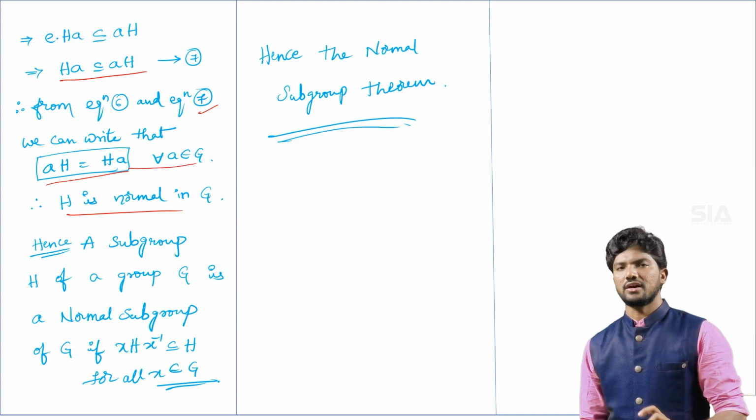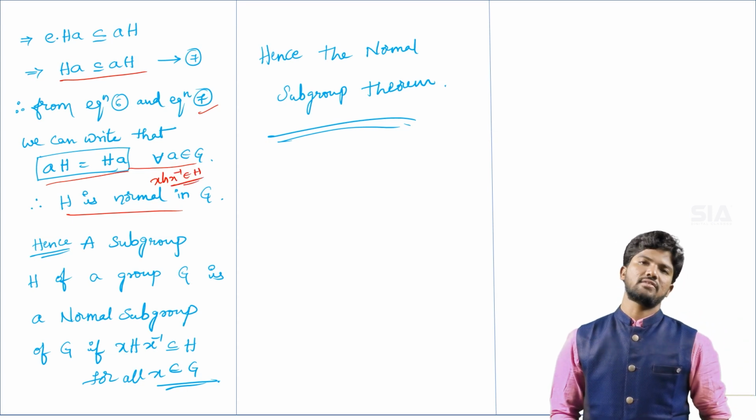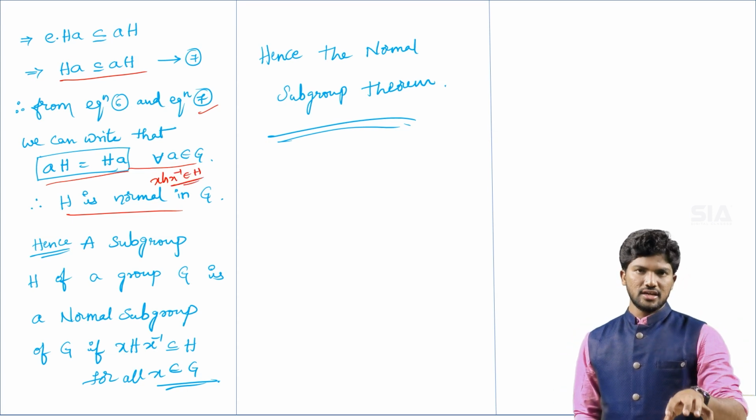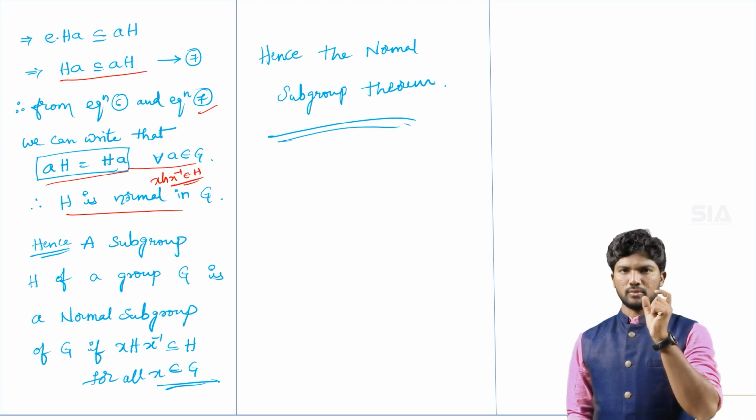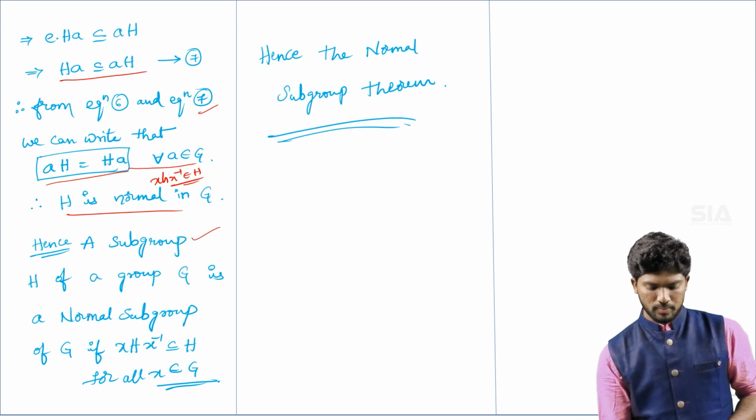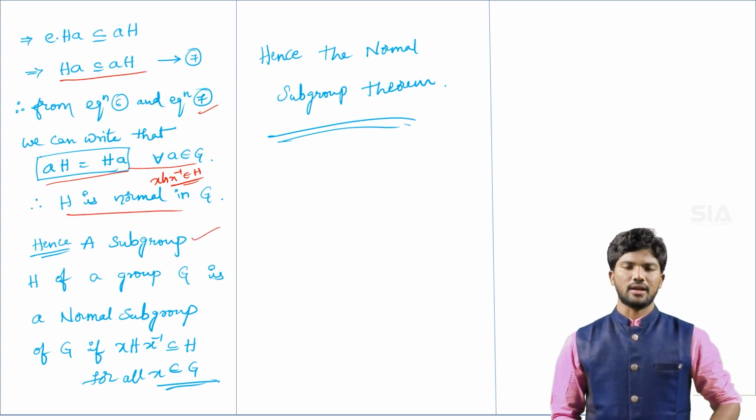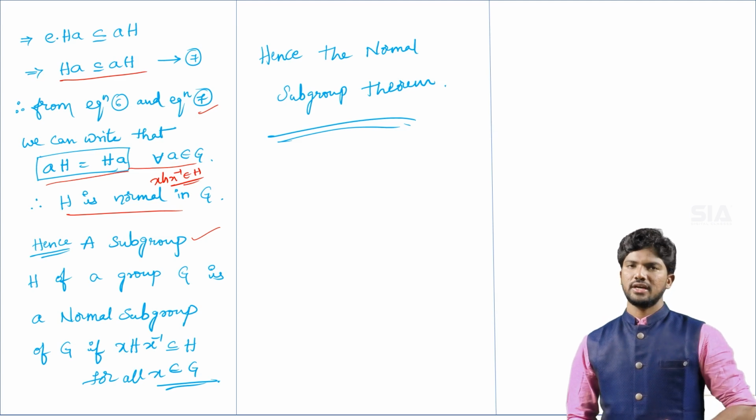When it becomes the stronger version, x inverse also belongs to capital H. Then it will become a stronger version. That is the difference between the weaker version and the stronger version of the sixth property of the coset. Hence, a subgroup capital H of a group G is a normal subgroup if xHx inverse is a subset of or equal to capital H.